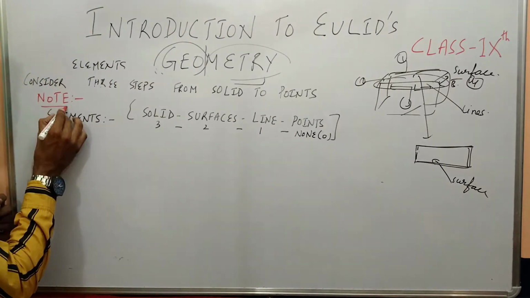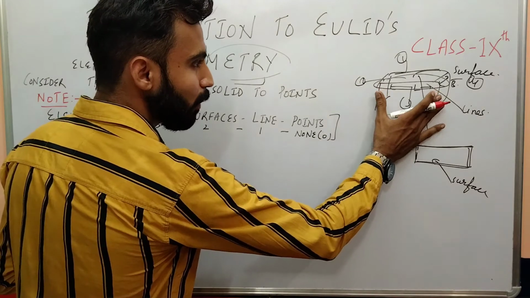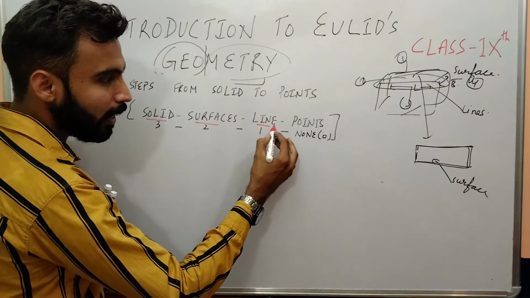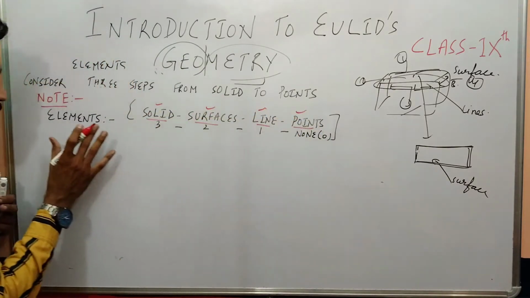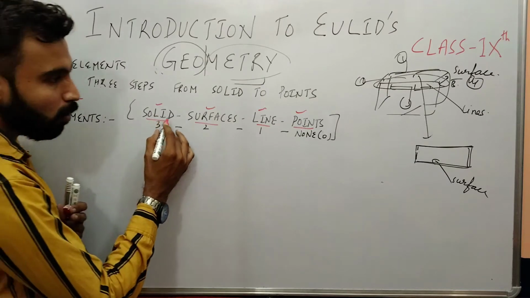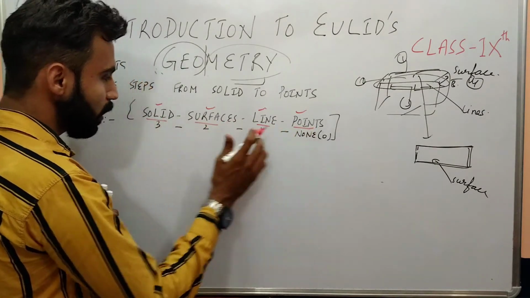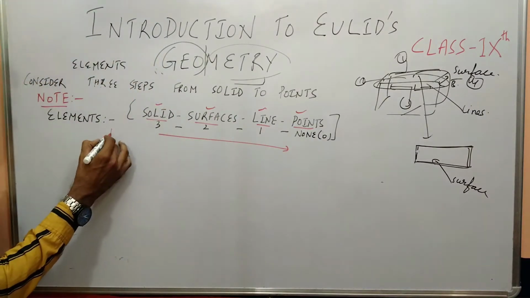Now one major note here which you have to consider while discussing this brick structure. Now you can see that solid, surface, line and point. So there are 4 topics and what I'm going to tell you here is that all the 4 topics, the solid, surface, line and points, actually go on decreasing when we are discussing about the dimension.